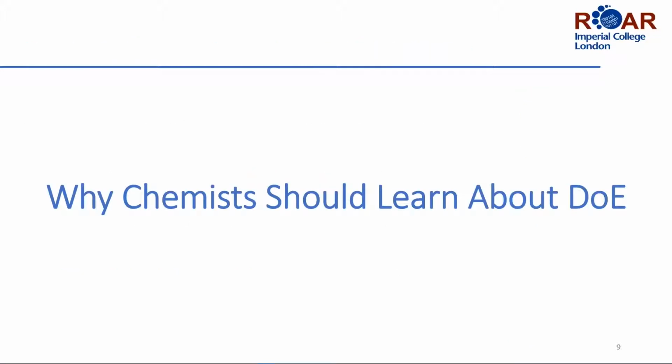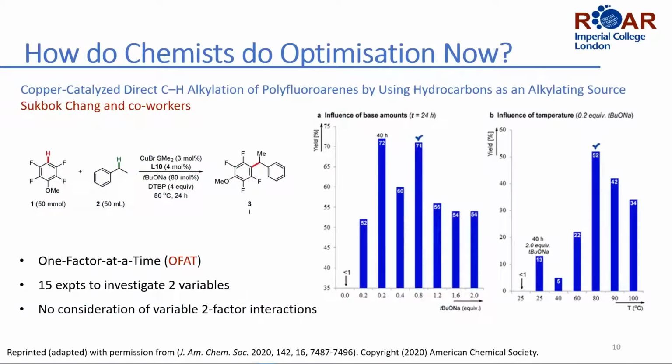So why am I so passionate about DoE? Well, before I can tell you about that, I have to step back and kind of explain what the situation is in synthetic chemistry at the moment. How do synthetic chemists do their optimization? This is a recent paper from the Journal of the American Chemical Society. It's actually a very nice paper in a very high-profile journal, but it highlights quite well how the vast majority of chemists do their experimentation. It's what we call the one factor at a time approach.